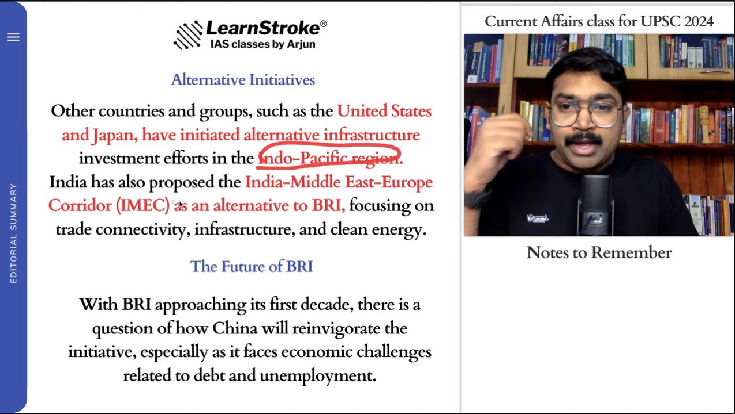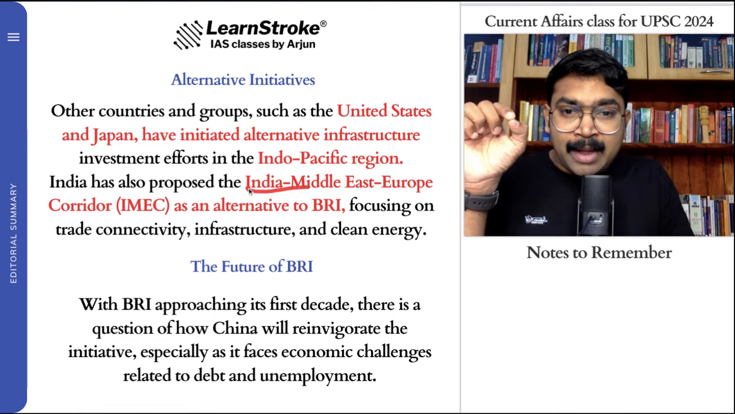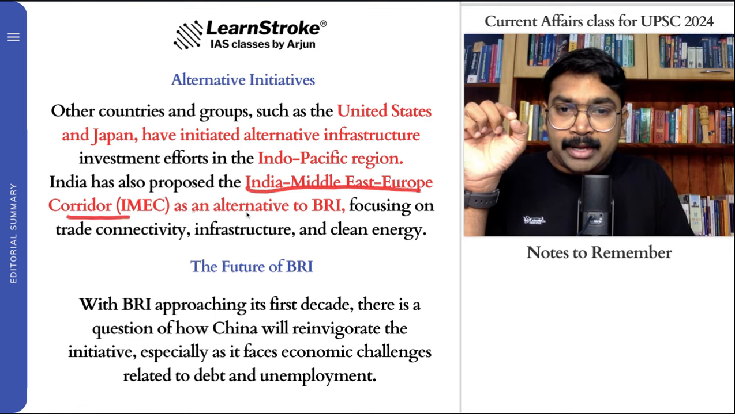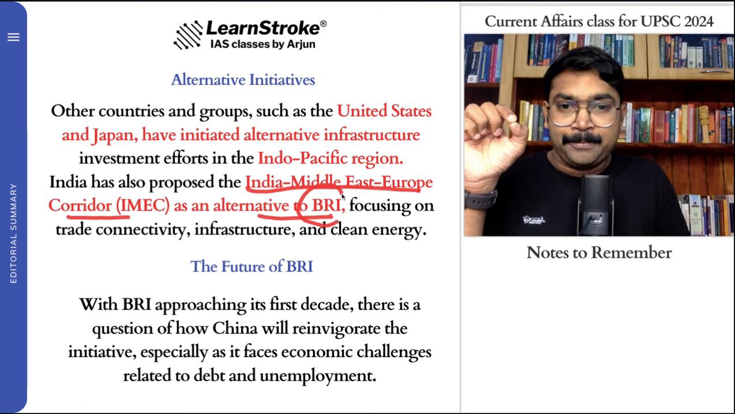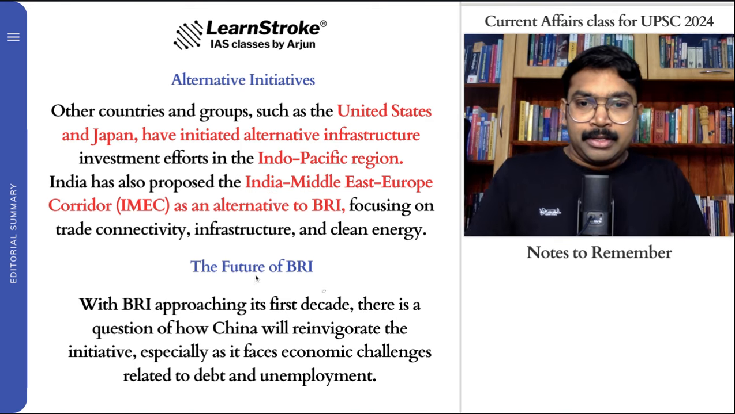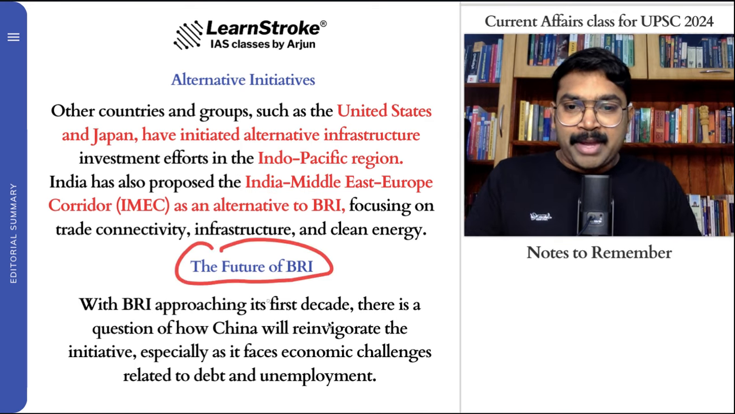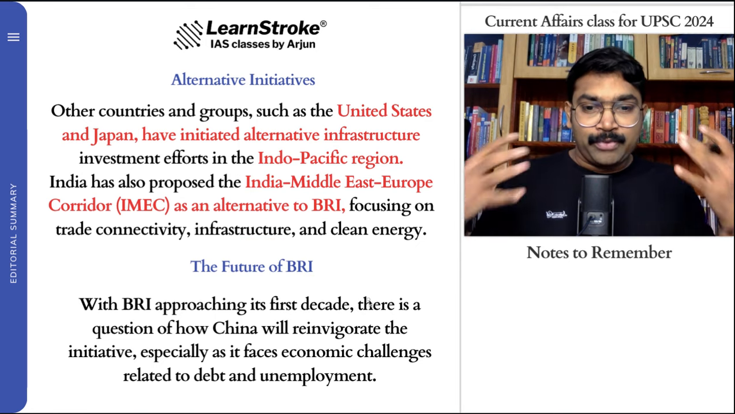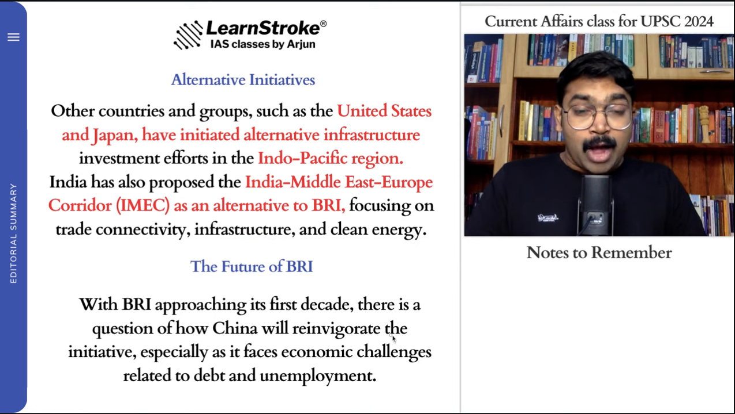We need to have more, and India has proposed the India, Middle East, Europe corridor (IMEC) as an alternative to BRI. We also need to create more. So we have the India, Middle East, Europe corridor (IMEC). Again, this is the future of BRI. Definitely, China will increase its power, and we need to find out how the BRI is going to develop. It's important.